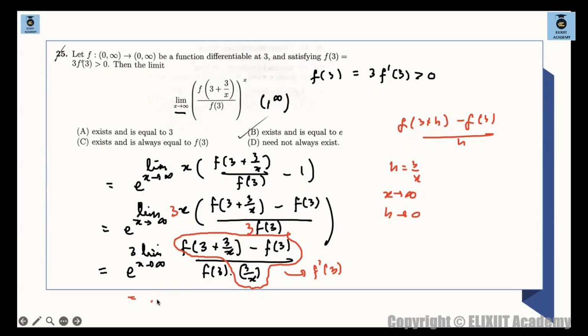So we have e raised to the power of 3 times f dash of 3 divided by f of 3. And this ratio, 3 times f dash of 3 divided by f of 3, is given to be 1. So your answer is basically e. Option B is correct.